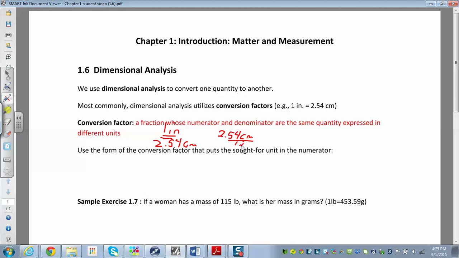Other ones, there's 12 inches in 1 foot, right? If you looked at it on a ruler, you would see 1 foot, same distance as 12 inches. So those are just conversion factors. And the way you apply them is you're going to use the form of the conversion factor that puts the sought-for unit in the numerator. All right, so if I started here, you have a given unit.